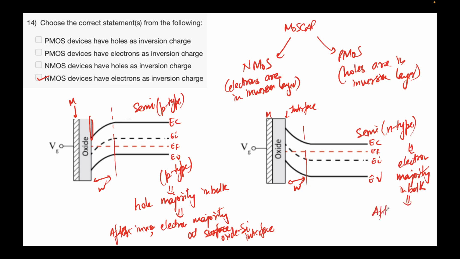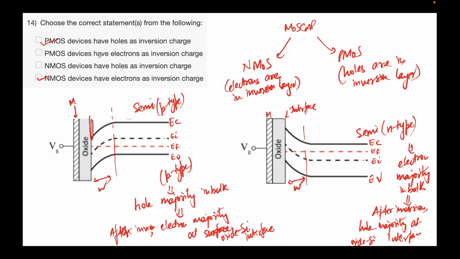After inversion, what is inversion? I'll come to that in the next slide. After inversion, there will be a hole majority. Means if the electron majority is there in the bulk, now after inversion it will be hole majority at the oxide semiconductor interface, this interface over here. Okay, so what we see is that PMOS devices have holes as inversion charge.